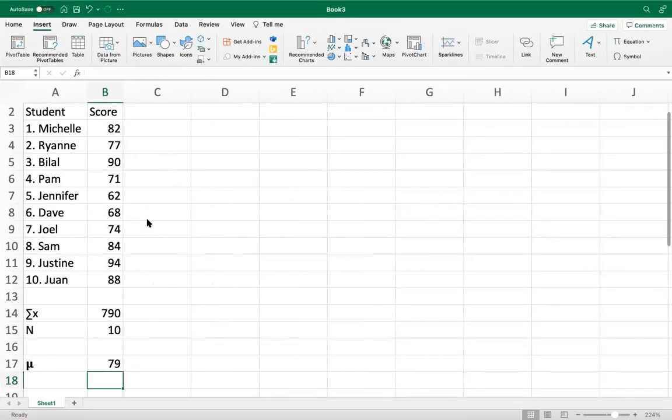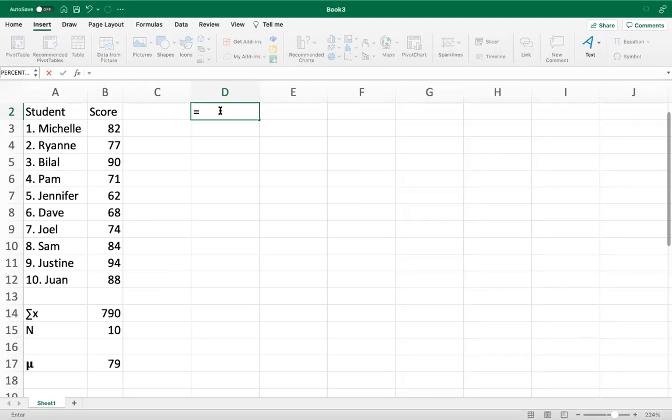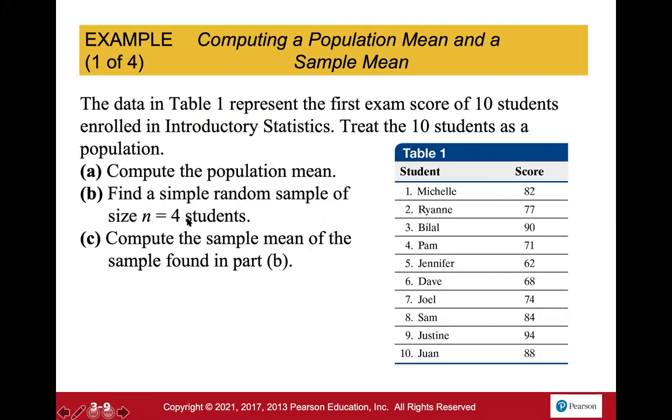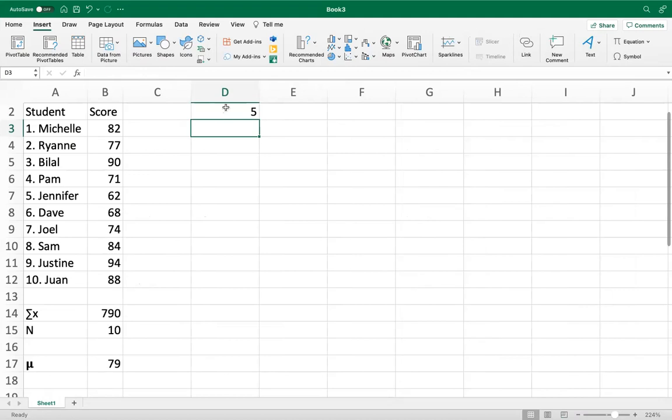So B, find a simple random sample of size n equals 4. There's a bunch of different ways that we could do this. We talked about this in the previous chapter. What we could do here is use a simple random number generator. Excel actually has a random number generator, so we could just say RANDBETWEEN. Our lowest data value is going to be 1 since they already have them numbered off for us, and the top data value is going to be 10. We could run this a total of 4 times because they wanted a sample size of 4.